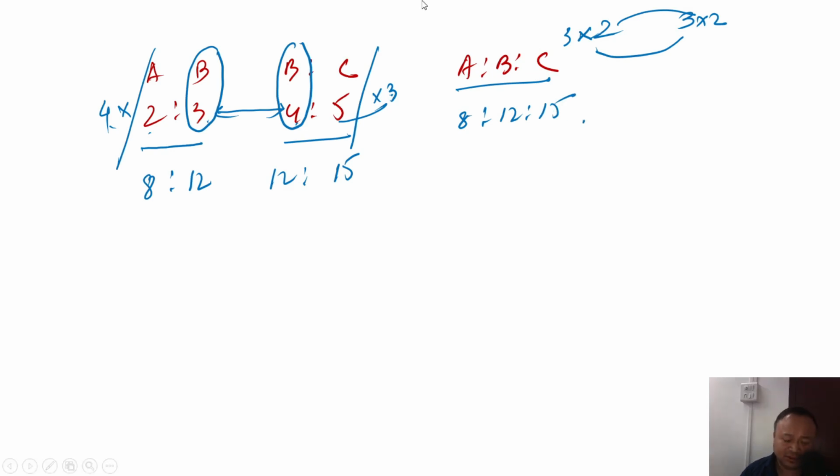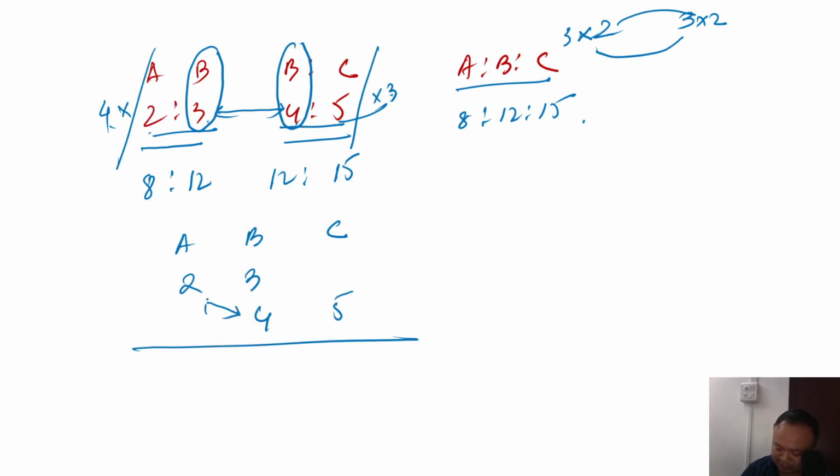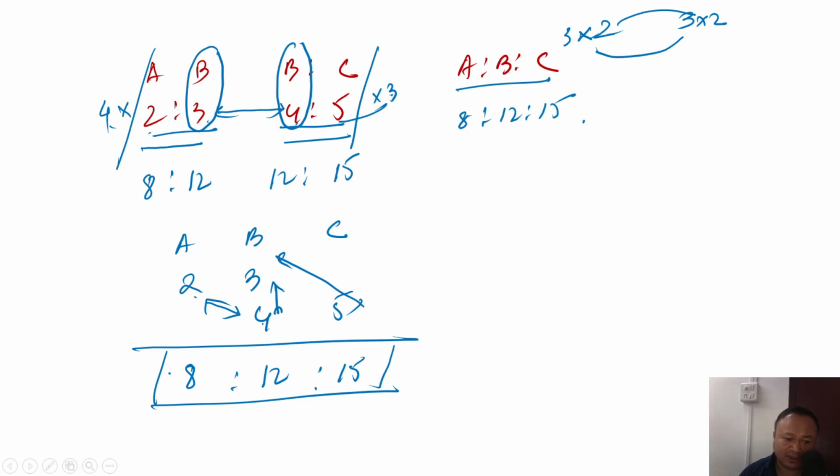Another way of approach: write A, B with 2, 3 and B, C with 4, 5, then just cross multiply. 4 times 2 is 8, 4 times 3 is 12, 3 times 5 is 15. So this is how the ratio is formed. I hope you can understand how the ratio is formed now.